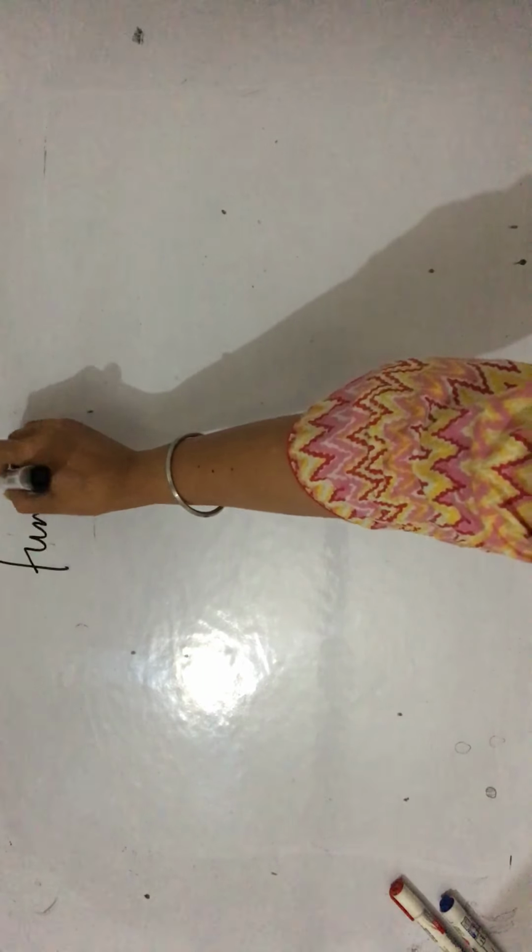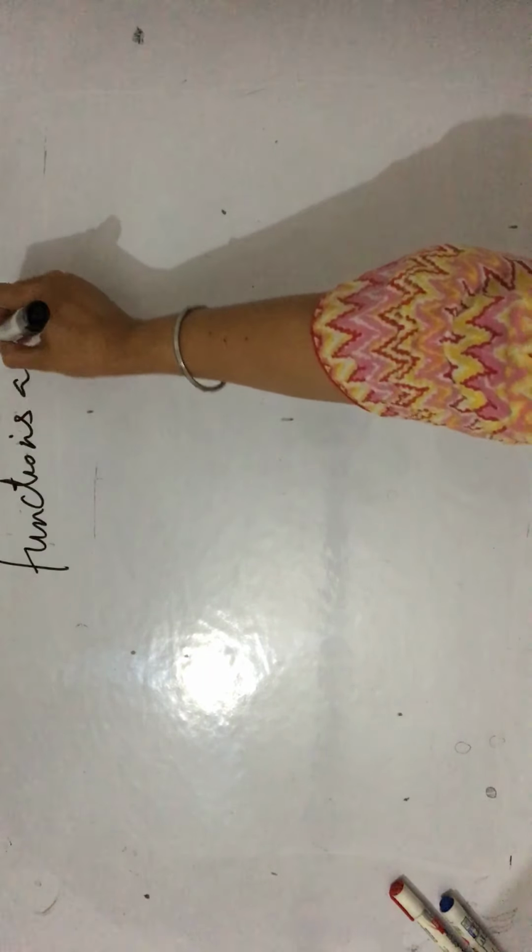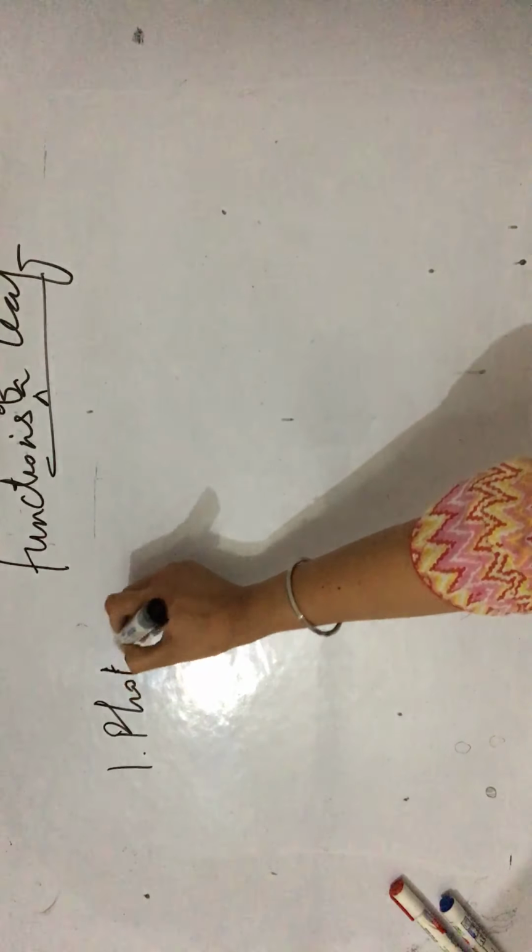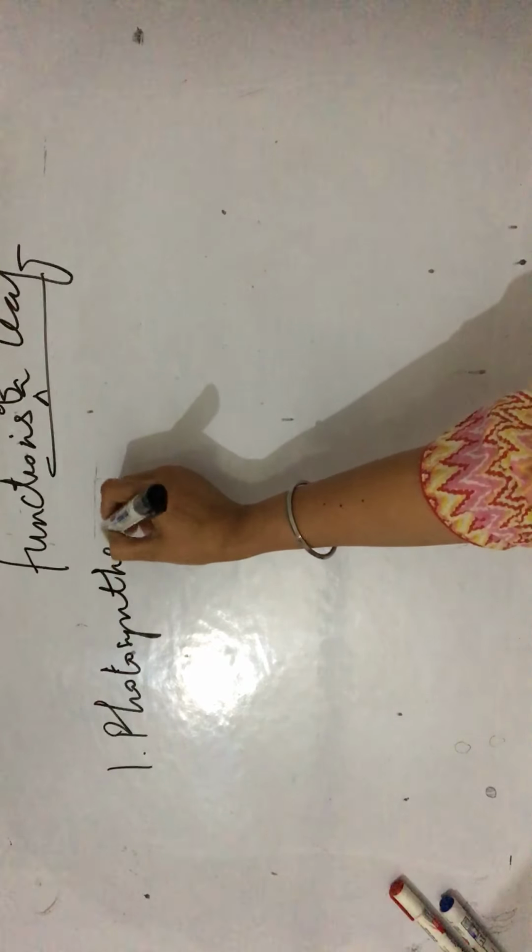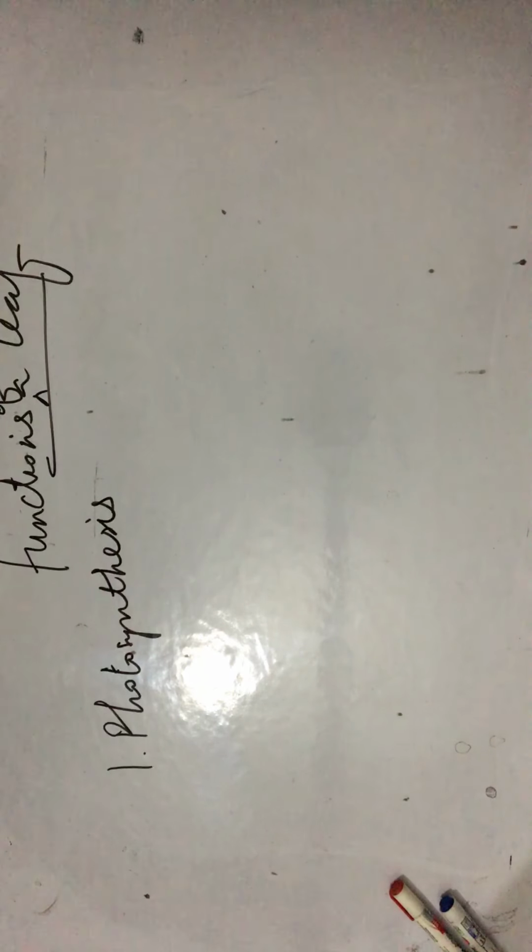Alright, apart from this venation topic, which we have already discussed, we'll continue today with the topic functions of leaf. What role does a leaf play in a plant? Functions of a leaf. Number 1 is photosynthesis. So before we discuss the function of leaf and photosynthesis, we should know what is photosynthesis.